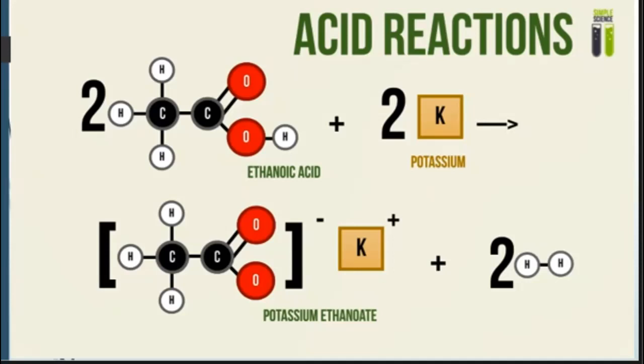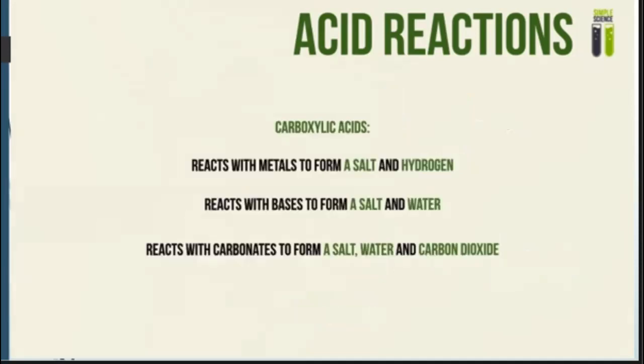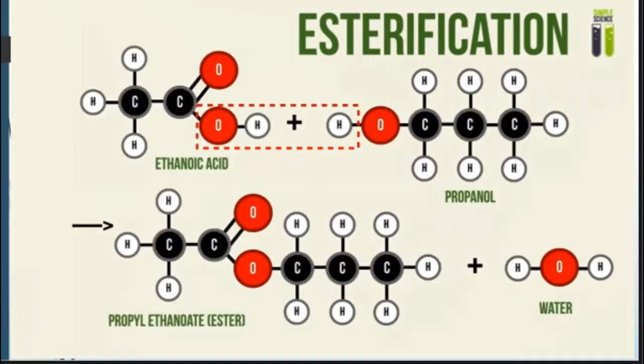Okay, and it can also undergo other types of acid reactions like a normal acid, such as reacting with bases, such as oxides, to form a salt and water. So we know an acid can react with the bases to form salt and water, and also reacts with a carbonate to form salt, water, and carbon dioxide. Just like how sulfuric acid or hydrochloric acid may react with calcium carbonate. Okay, so it is an acid, basically. And the other type of reaction that it can undergo is esterification.